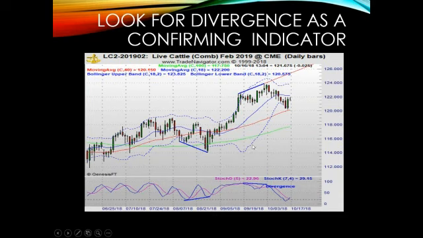What you also want to look for is a thing called divergence for both stochastics and RSI. This is a very useful tool.